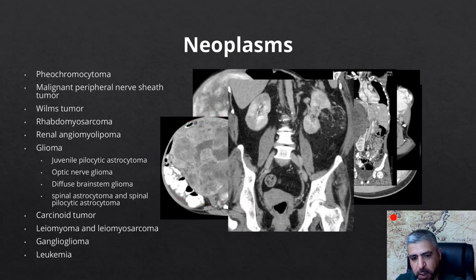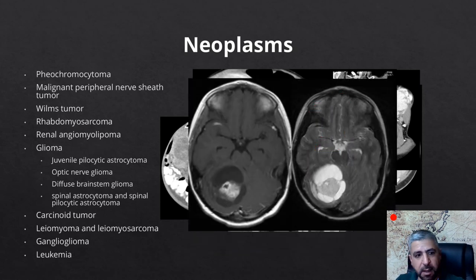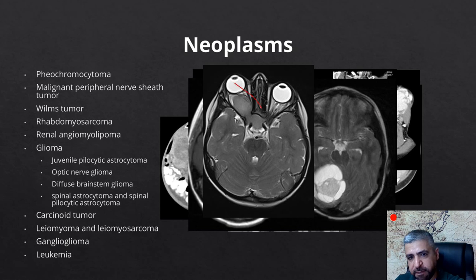Renal angiomyolipoma, as we all know, is a benign tumor involving the kidney containing a high percentage of fat, and it bleeds heavily if it is large in size. Also, we have multiple types of gliomas, like juvenile pilocytic astrocytoma. In this case we have a juvenile pilocytic astrocytoma with an enhancing nodule and peripheral cystic component, a low-grade astrocytoma. Again, optic nerve glioma, extending along the pathway of the optic nerve and making the optic foramen much larger.